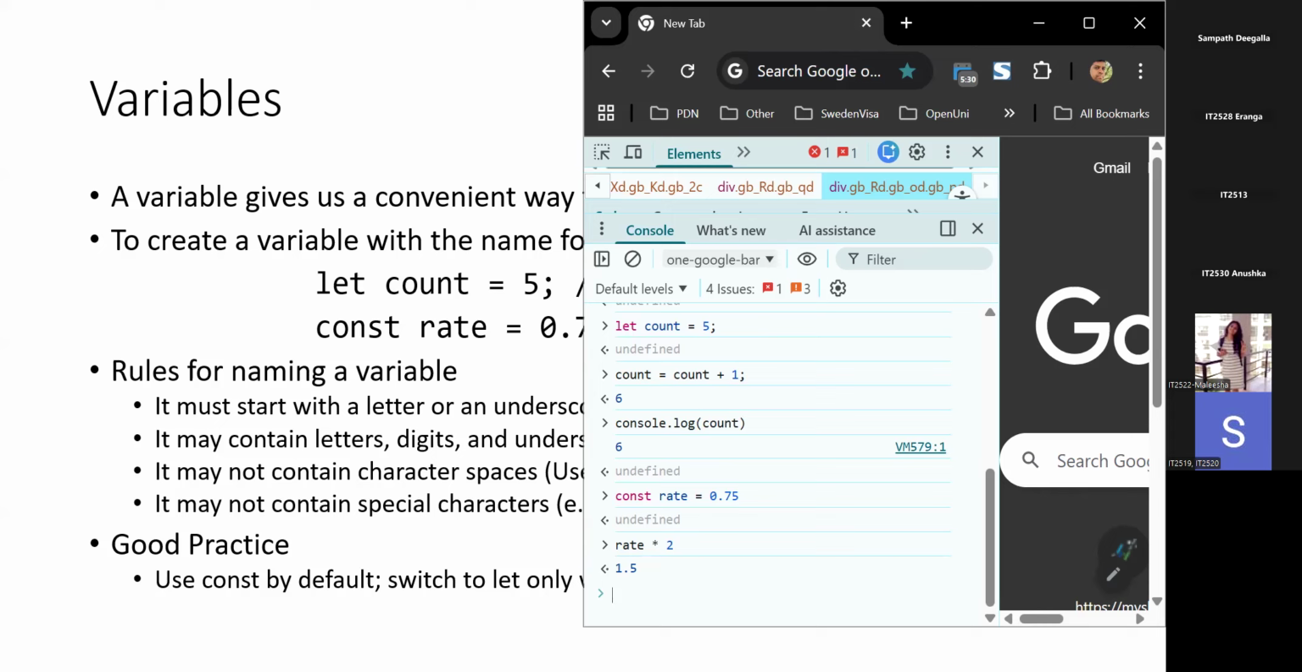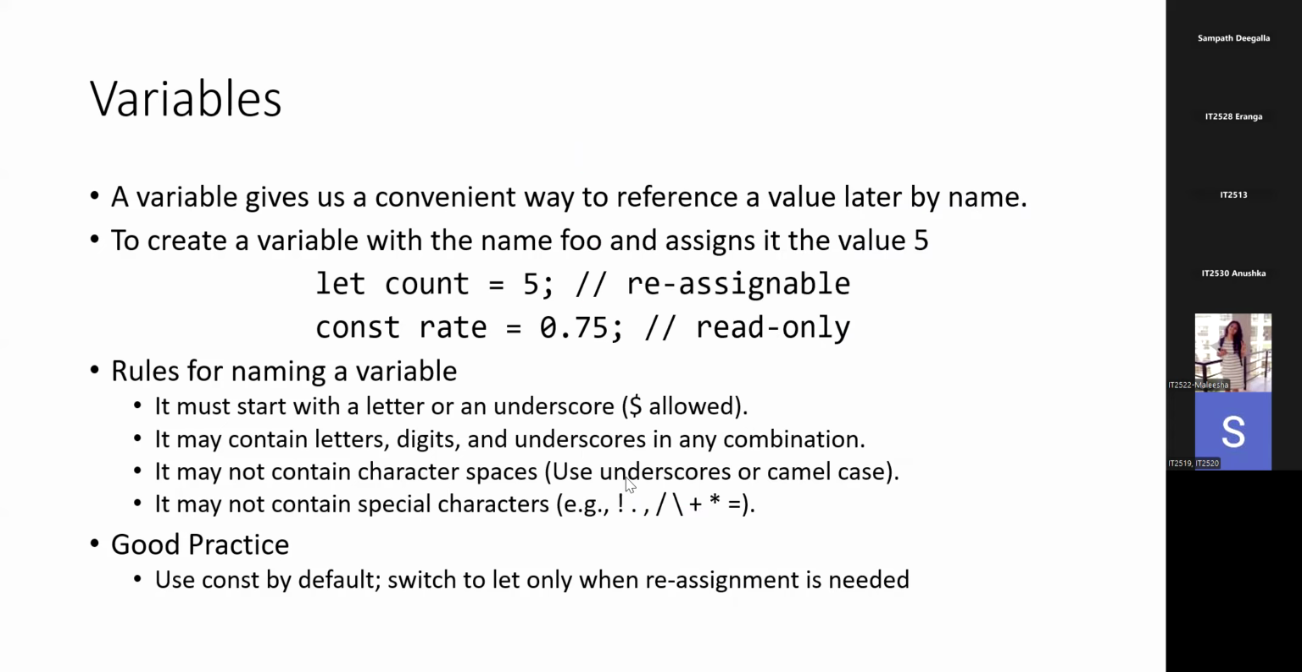So that's how we can usually define variables, with the two commands. But there are a few rules you need to remember. Usually the variable should start with a letter or an underscore. Sometimes we will use a dollar sign, but most of the time you will see letters and underscores. After that, you can have letters, digits, and underscores, but not any other special characters, right?